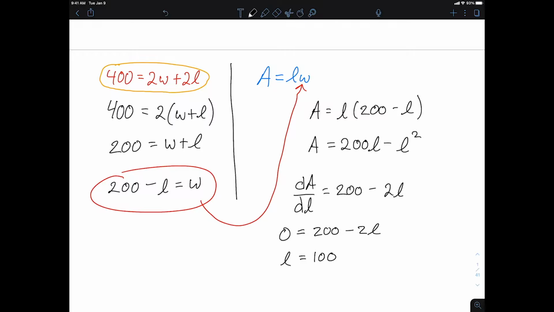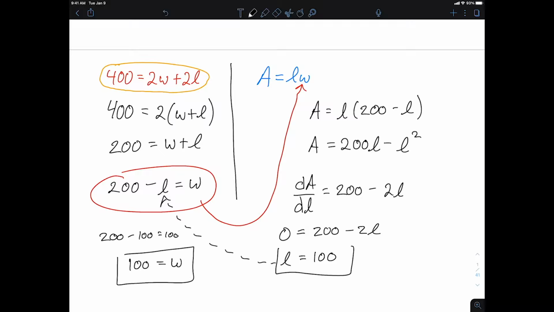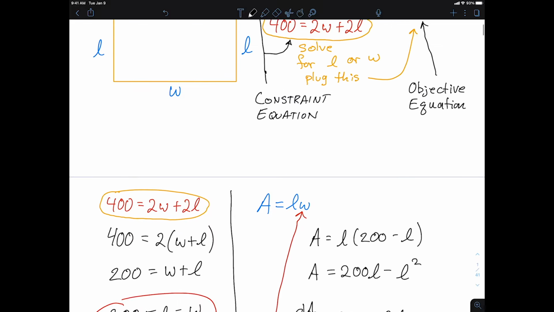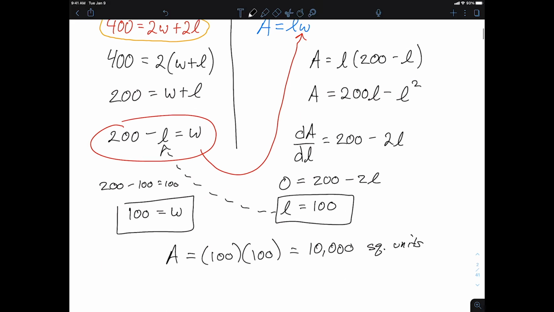All right. So L is 100, which if we go back over here, that's going to tell us that 100 equals W, because 200 minus 100 equals 100. So we get 100 equals W, 100 equals L, which tells us that our maximum area is 100 times 100, which is 10,000 square units. And what were our units? I don't remember, so let's go back up. Feet. Okay, so square feet.